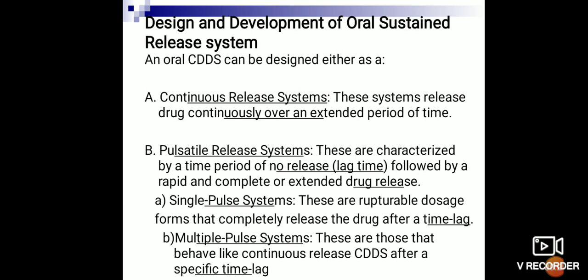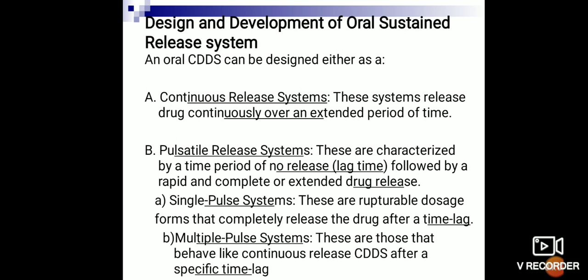It is divided into two parts. Part A, the continuous release system. This system releases the drug continuously over an extended period of time. And part B is the pulsatile release system. These are characterized by a time period of no release followed by rapid and complete or extended drug release.